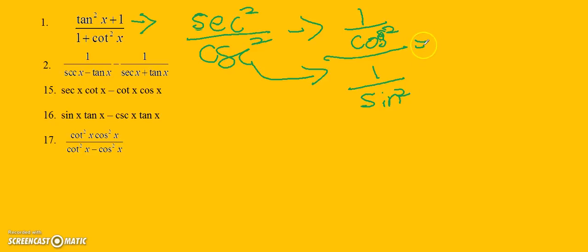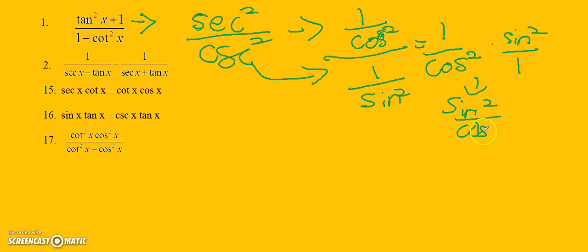Okay, so now we're just going to keep, change, flip. So this is equal to 1 over cosine squared times sine squared over 1, and this is just sine squared over cosine squared. And we know that this is just tangent squared of x. So I just attach the variable to the end, and we're done. That's all there is to it. You just have to apply your knowledge, and you have to be kind of creative with this.